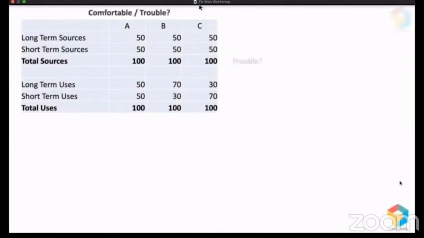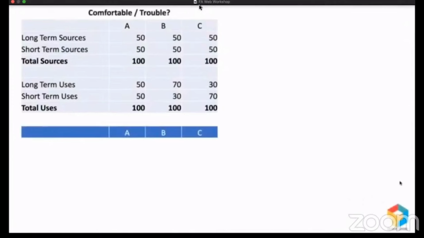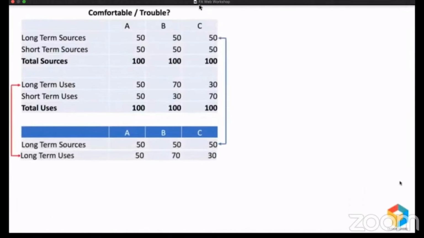Let's see the results. I'm going to rearrange this statement. Let me bring the long-term sources here and I'll compare that with long-term uses. So let's see what is the position. If you take company A, long-term sources and uses are same, so no surplus, no deficit. But company B, long-term source is 50, long-term use is 70, so there is a deficit of 20. And company C, long-term source is 50, long-term use is only 30, so there is a surplus of 20.